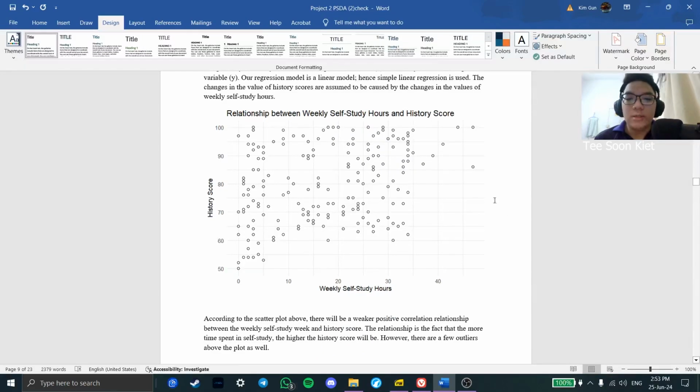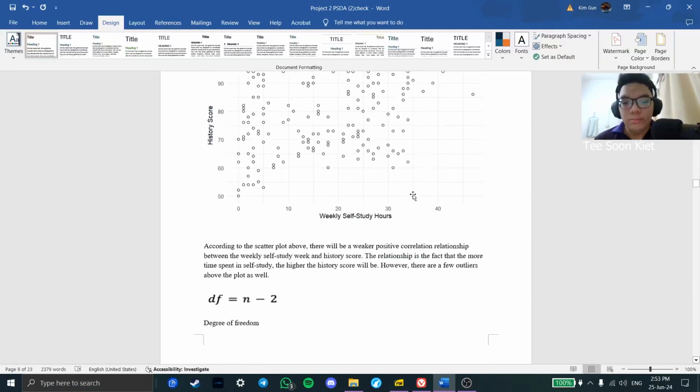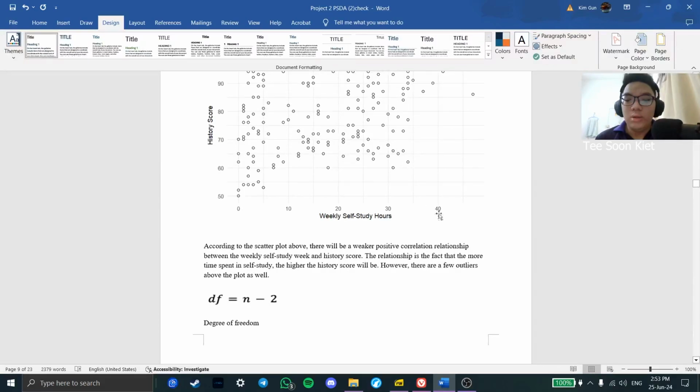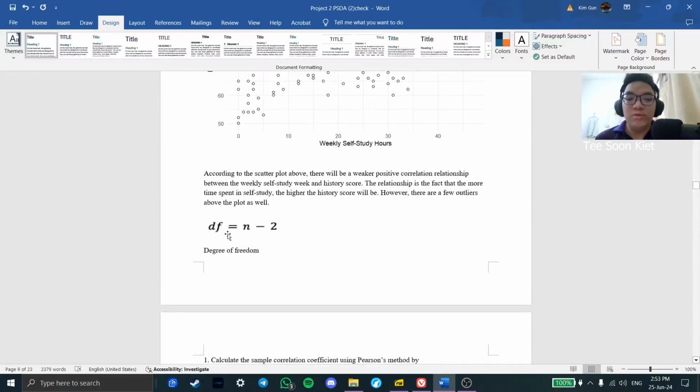Here is a graph that we got for this data, and according to this scatter plot above, there is a weak positive correlation between weekly self-study hours and history score. The relationship, in fact, is the more time spent in self-study, the higher the score will be. However, there are a few outliers above this as well. The degree of freedom formula is n minus 2.